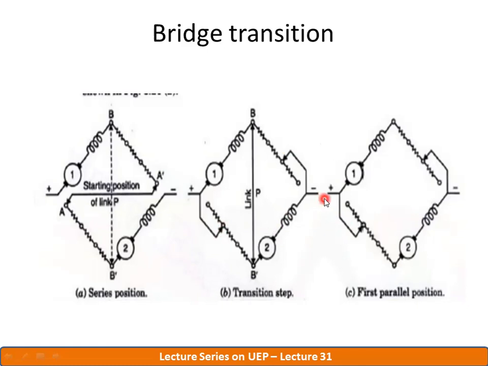Now once the motors are connected in parallel, it's the first parallel position, and link pin P is removed. In all three steps, two motors are connected to the circuit. None of the motors is bypassed, so you can avoid the jerking effect, then we can increase the life of the bearings, and we can provide good railway service. So the bridge and shunt transition methods are most widely used in series parallel control of traction devices.